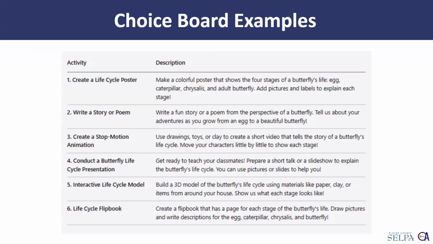This is a third grade choice board example around the life cycle of a butterfly. And you can see there's an example here to create a stop motion animation. This is the perfect example of something you would respond and say, my students do not have a way to create stop motion animation. Please take this choice off. These are the resources I have. I have cardboard, markers, crayons. What choices can you provide? Whatever it is, but the more specific, the better.